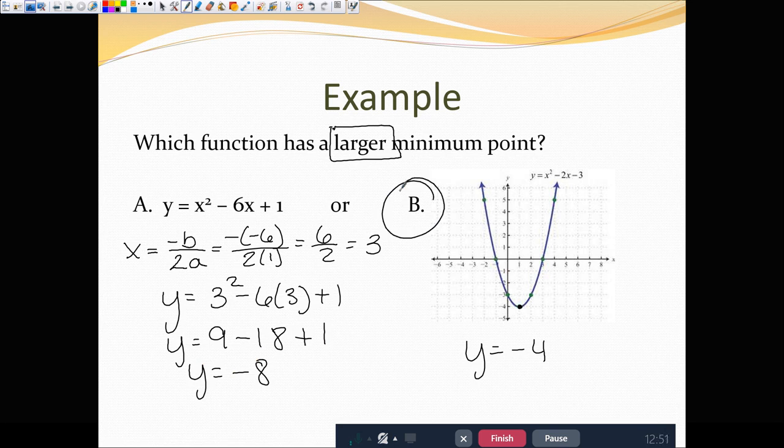Okay? It could have asked for a smaller minimum point. This could have been an absolute value equation, because absolute value also has a vertex. Okay? So you got to keep in mind what type of problem it is. It could have also asked for your y-intercept, and you had to find the y-intercept. There's a lot of different things it could ask for. Your y-intercept here would be 1, and the y-intercept here is -3. So this one would have a larger y-intercept. You got to keep that in mind. Okay?